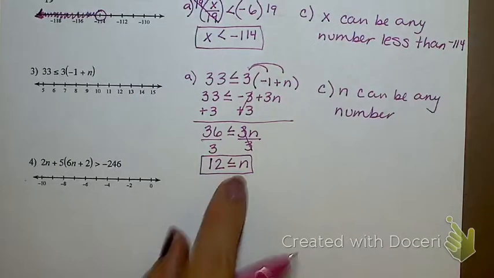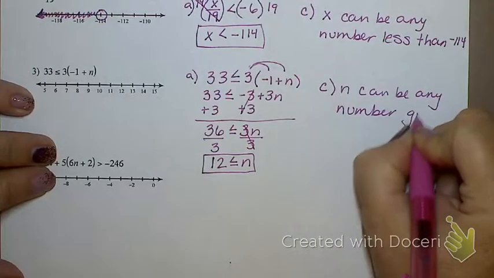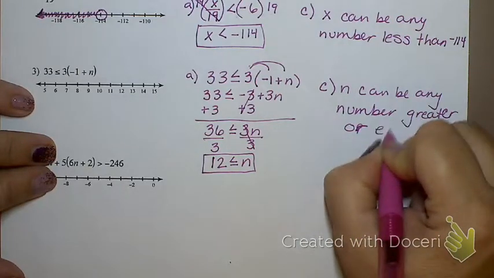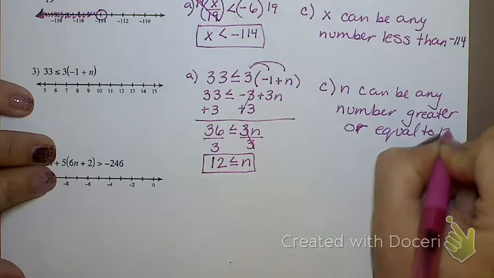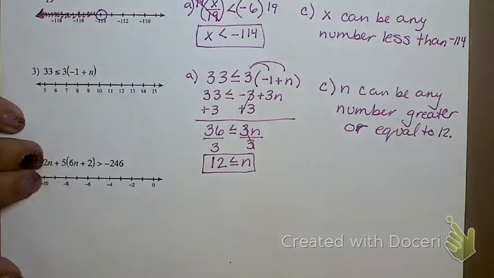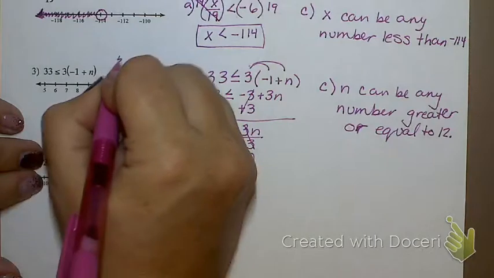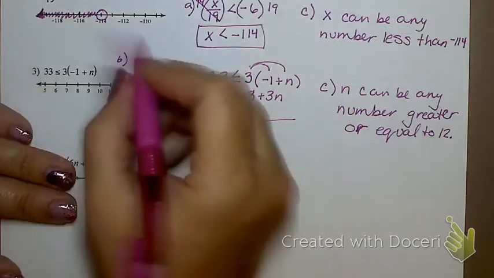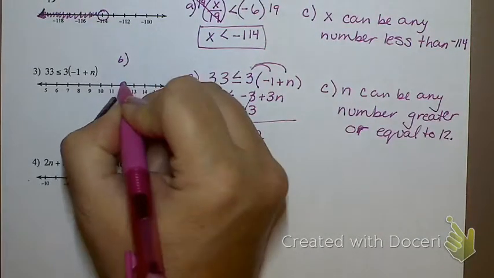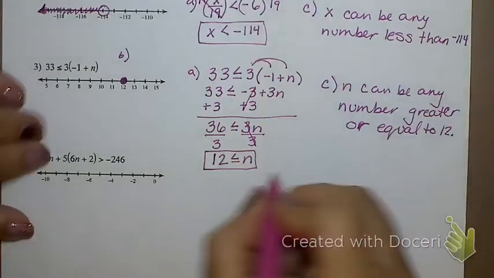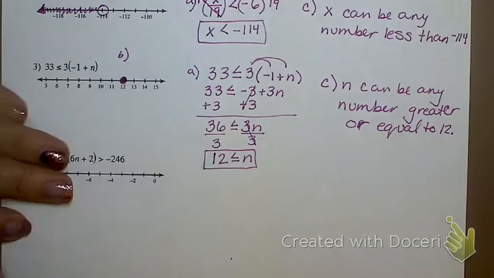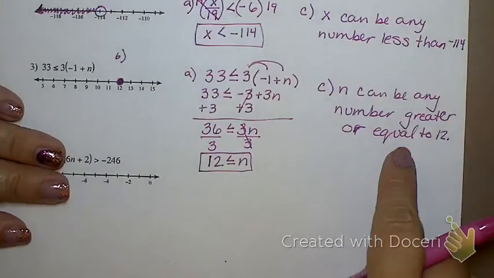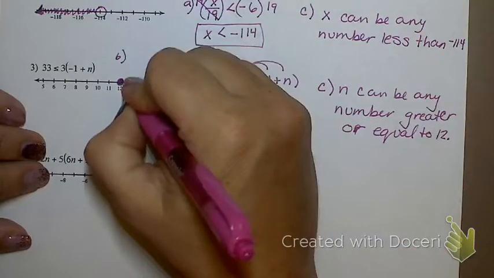Greater than 12. So n can be any number greater than or equal to 12. Okay? So, when I go to graph it over here, am I going to put an open or a closed circle on 12? I'm going to do a closed circle on 12, right? Okay, so I have the closed circle on 12, and then what direction am I going to shade? If n can be any number greater than or equal to, it's going to be to the right.